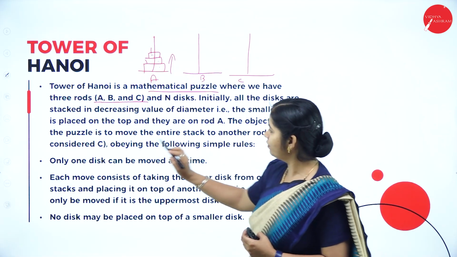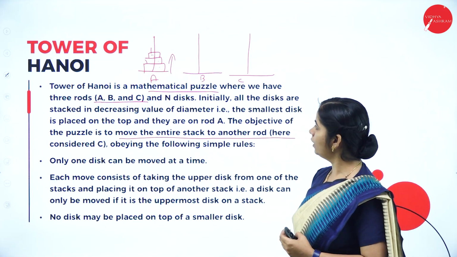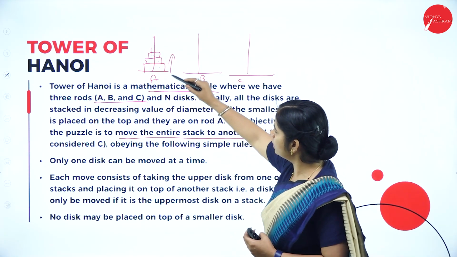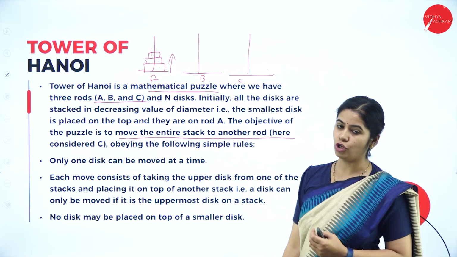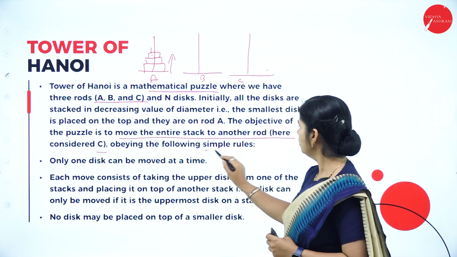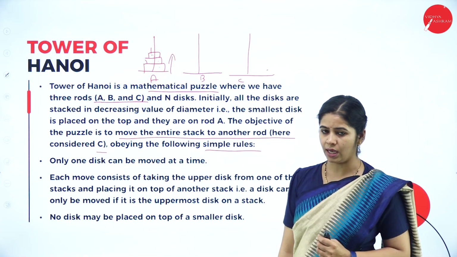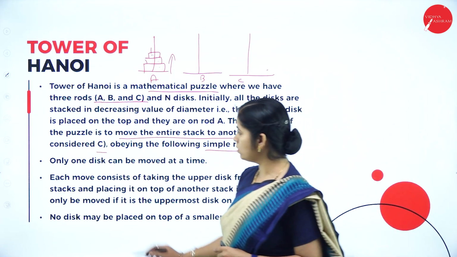The objective of the puzzle is to move the entire stack to another rod. This complete stack has to be moved to the destination rod, which we say is C, by obeying the following simple rules. As we say it is a game, it should follow some rules. Let's see what the rules are.